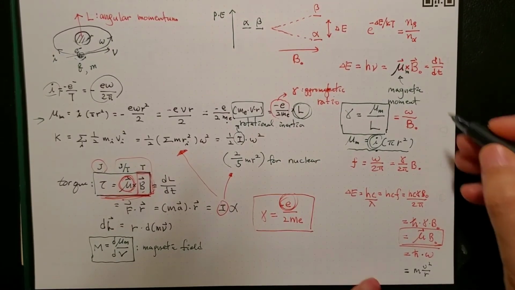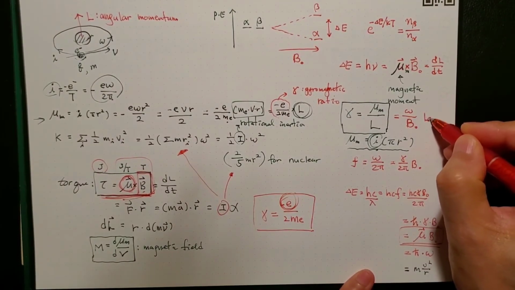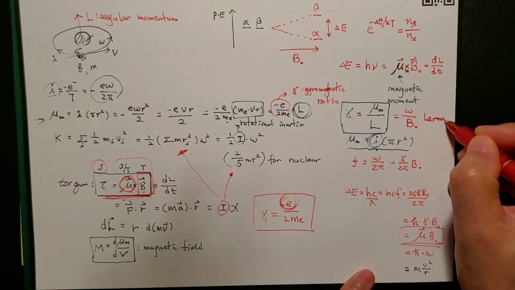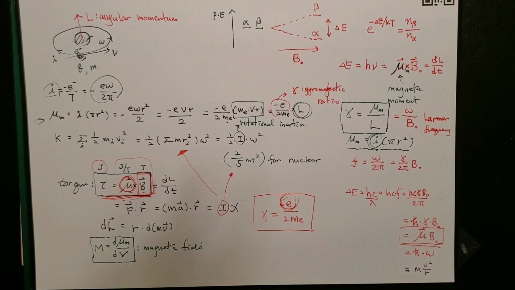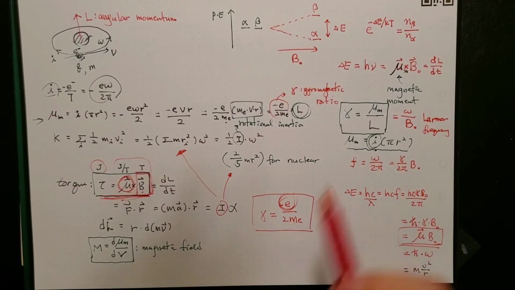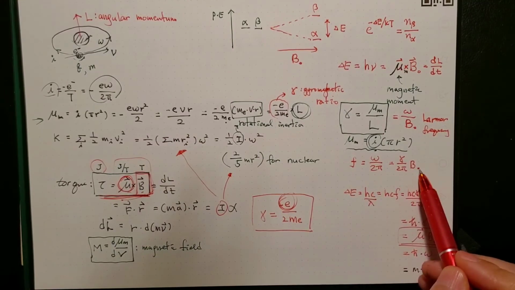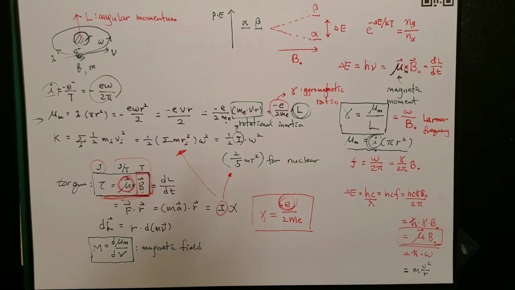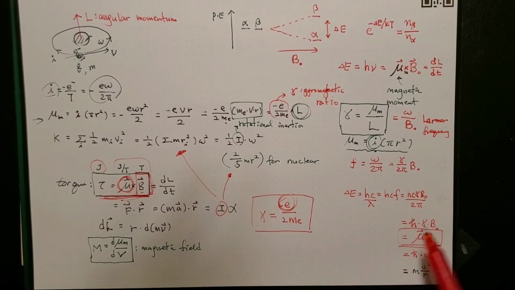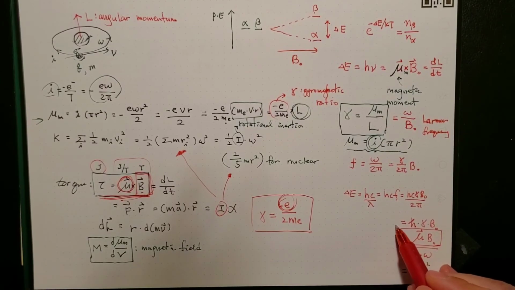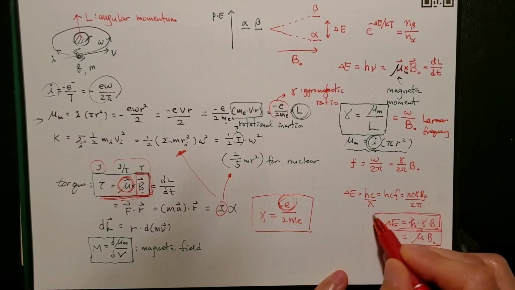Also, we know the definition of Larmor frequency for the gyroscopic ratio. You can convert frequency this way, then you plug it in here and you can derive the equation that you need to remember for NMR.